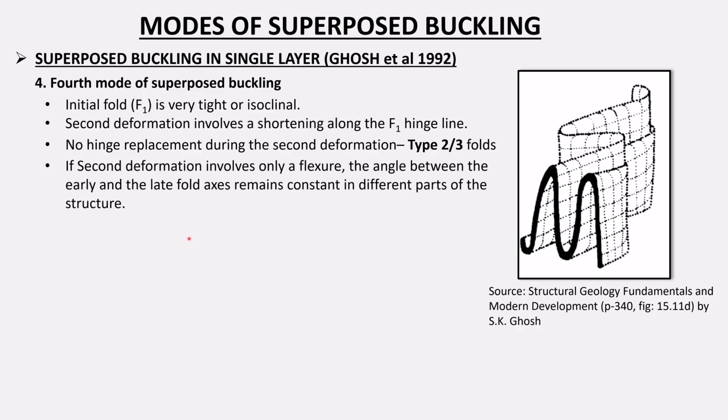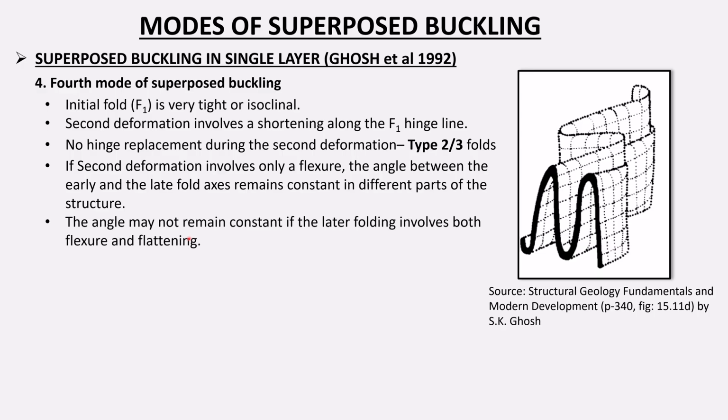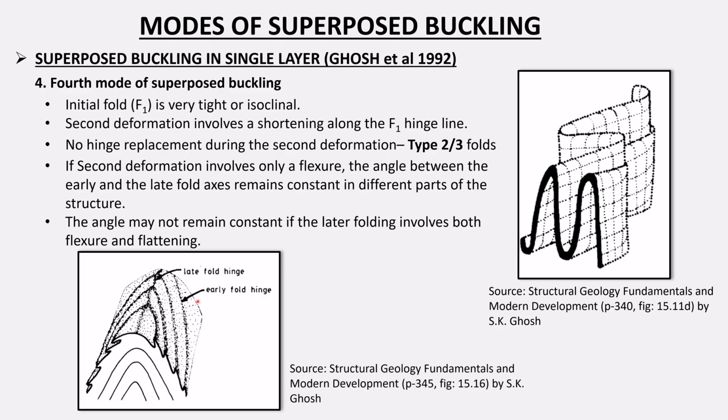Basically, if the second deformation involves flexural folding, then the angle between the early and late fold axes, basically the first generation fold and second generation fold axes, remains constant at different parts of the structure. But if we include flattening also, that means flexure and flattening both can be seen, then the angle may not remain constant. As you can see, here is a schematic diagram. Here is the early fold hinge and here is the late fold hinge.